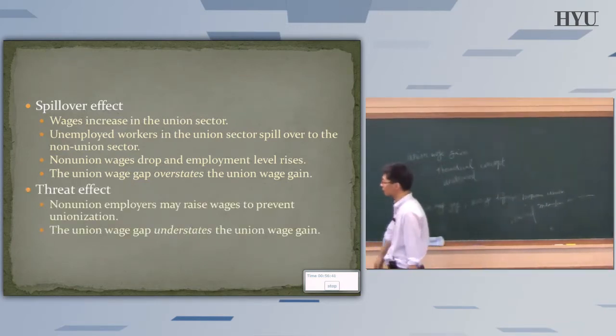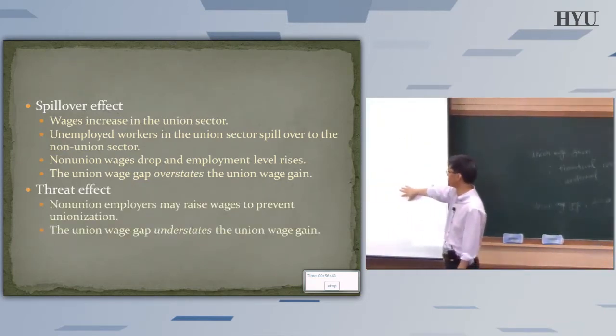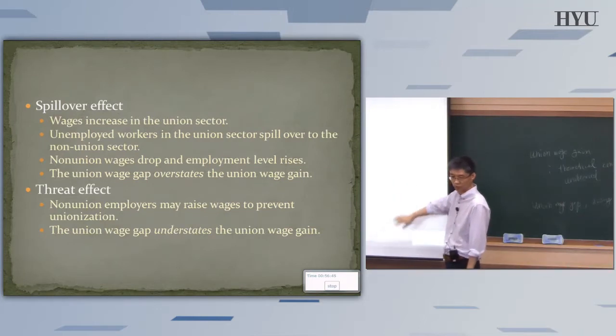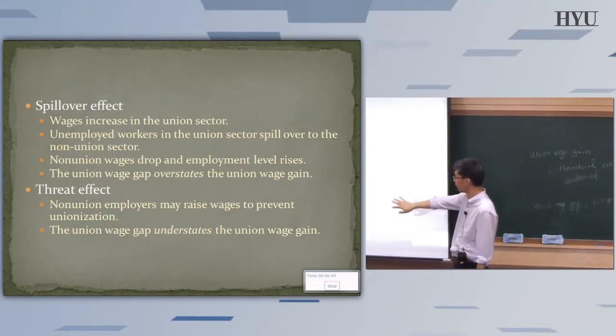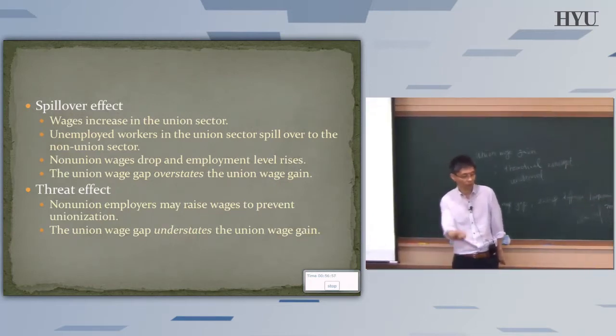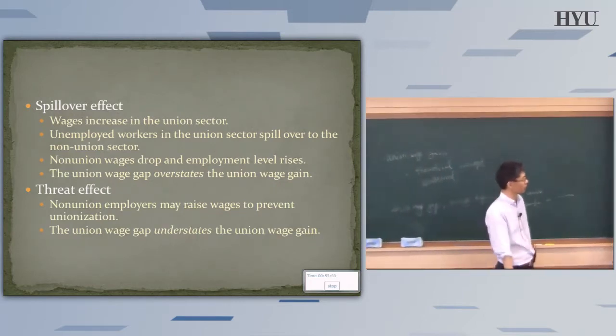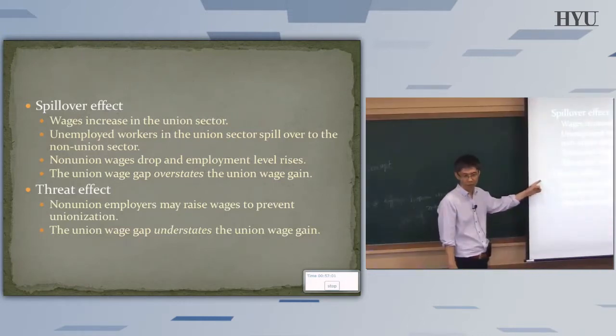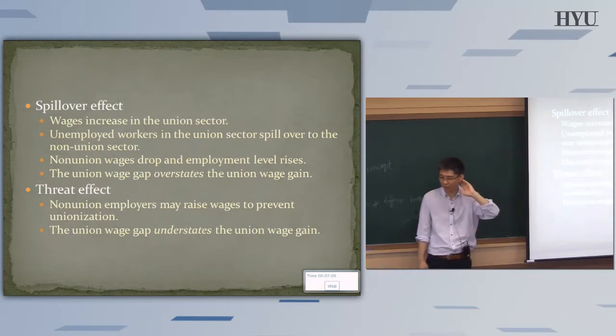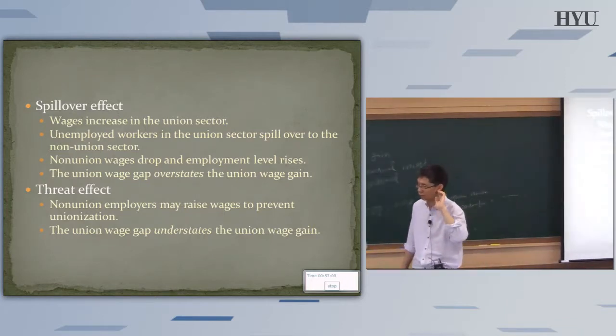With the threat effect, non-union employers may raise wages to prevent unionization, so the union wage gap understates the union wage gain. Get it? The union wage gap is too small; it's smaller than the union wage gain. So if you have these two effects, depending on which effect is greater, you are not sure whether the union wage gain is bigger or smaller than the union wage gap.